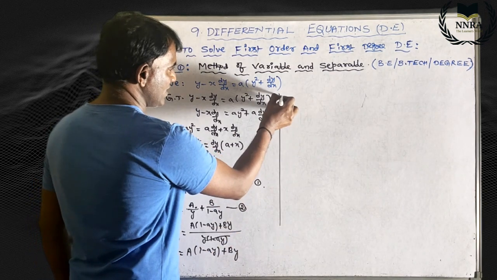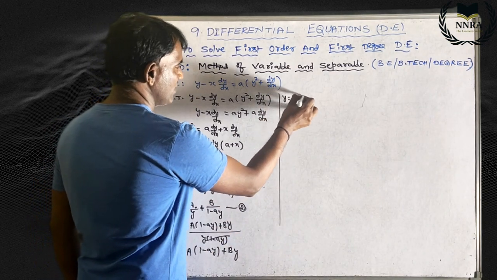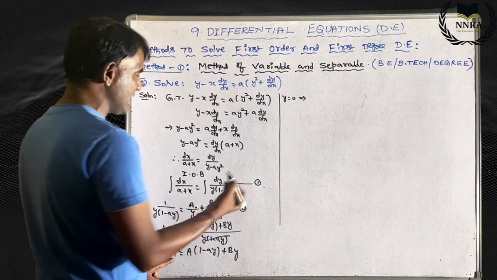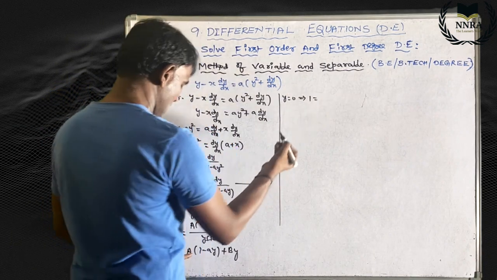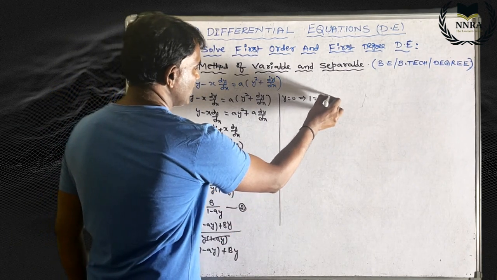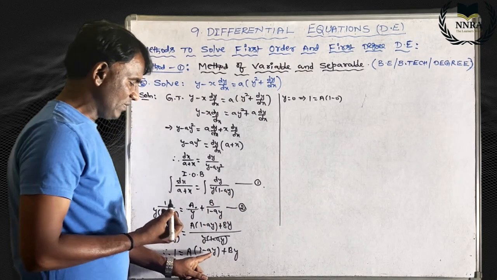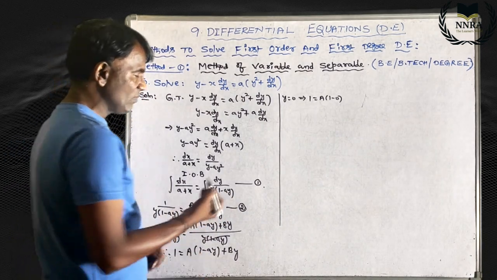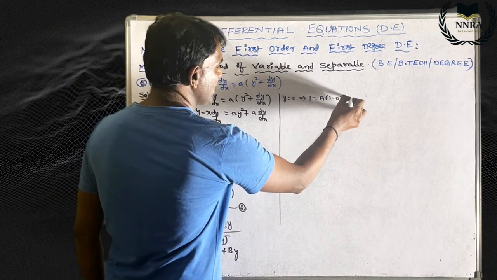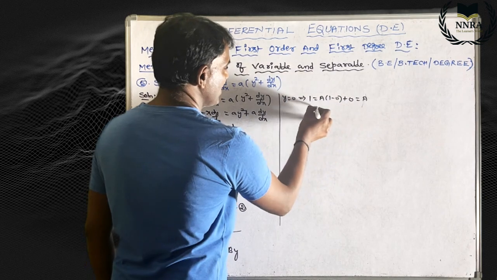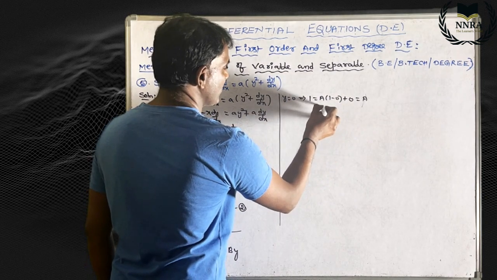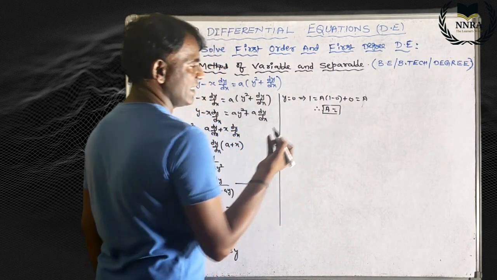So first substitute y equal to 0. If y equal to 0, it is same, that is 1 only. And coming to this, a into 1 minus 0, na? Why? Because a into 0 is 0 plus b into y, b into 0, and it is a. Now what is the value of a? A equal to 1. So it's clear, right?